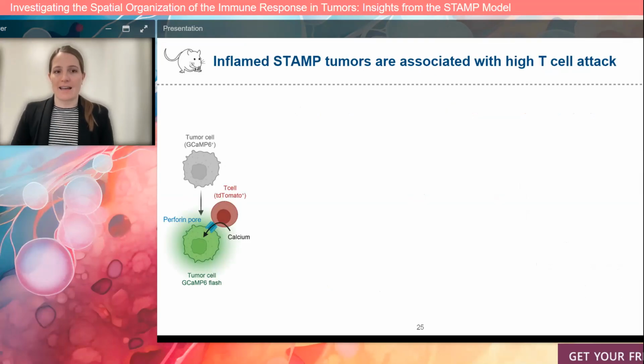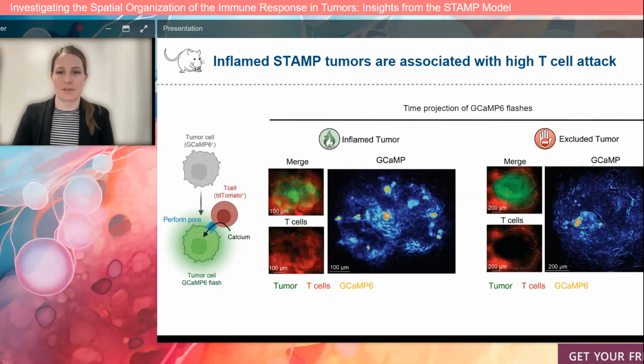So to do that, we made use of a calcium flashing reporter system where we can express the protein GCaMP6 in tumor cells. And upon T cell cytolytic attack and pore formation, there's an influx of calcium into the tumor cells, resulting in an increase in fluorescence, indicating that there's active killing happening. So this is an example of the data here. And you can see that there's calcium flashing in a representative inflamed tumor and an excluded lesion.